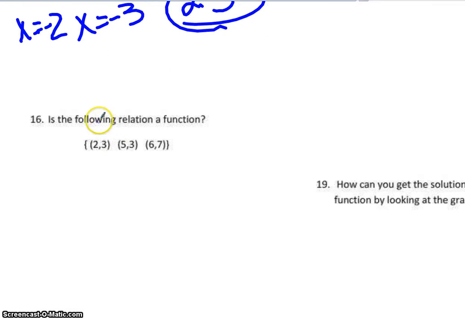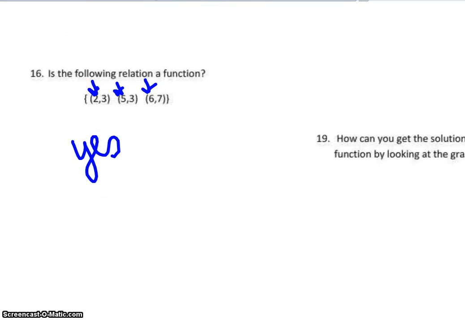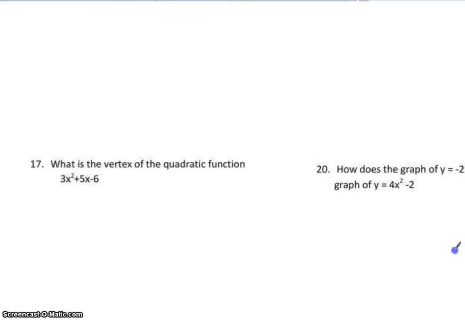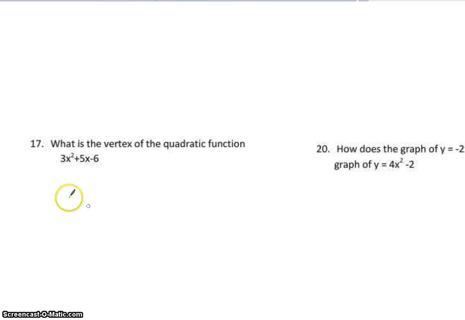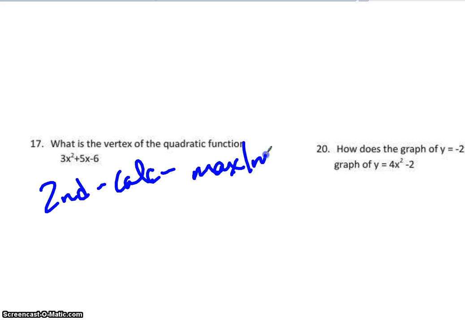Is the following a function? You look at your x's. We have a 2, we have a 5, we have a 6. They're all different. So yes, it is a function. What is the vertex? Once again, you put it into y equal. You go second, calc, and either max or min, depending on whether it's a high point or a low point. And you should get negative 0.8, comma, negative 8.